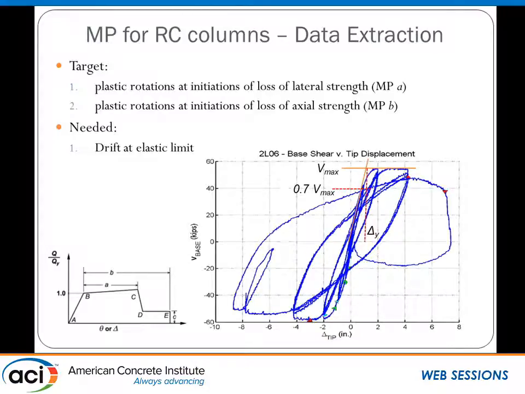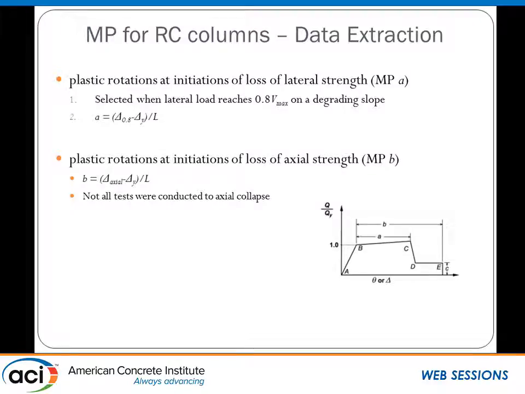The way we did it was fairly empirically, so we get as good an estimate as possible for the yield drift. So we just ran a secant line at 70% of Vmax and drew down the line here and called this delta Y, from which now we looked at the A parameter was the drift at which the lateral strength degraded by 20% or was at 80% of the maximum minus delta Y over L, and the B term was the drift at axial collapse minus delta Y over L. Not all tests were tested to collapse, so we only have a small subset of column tests that were tested to collapse.